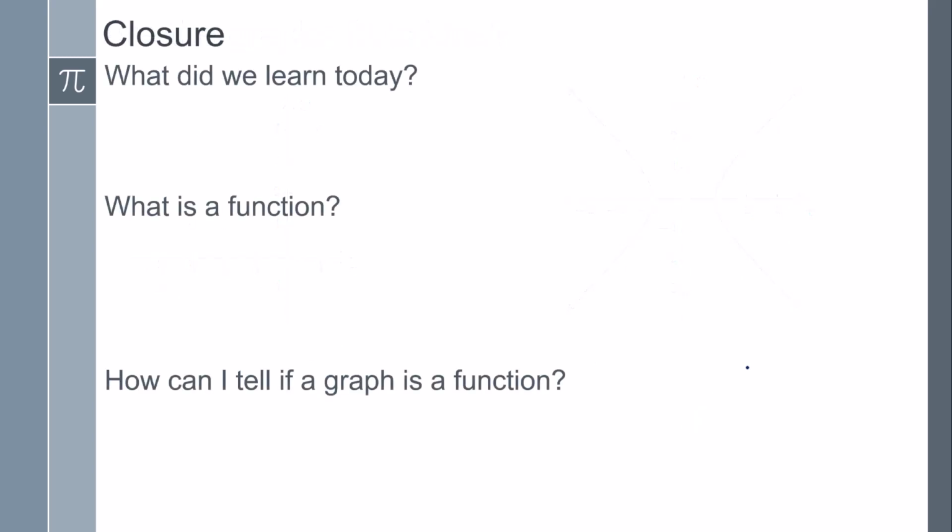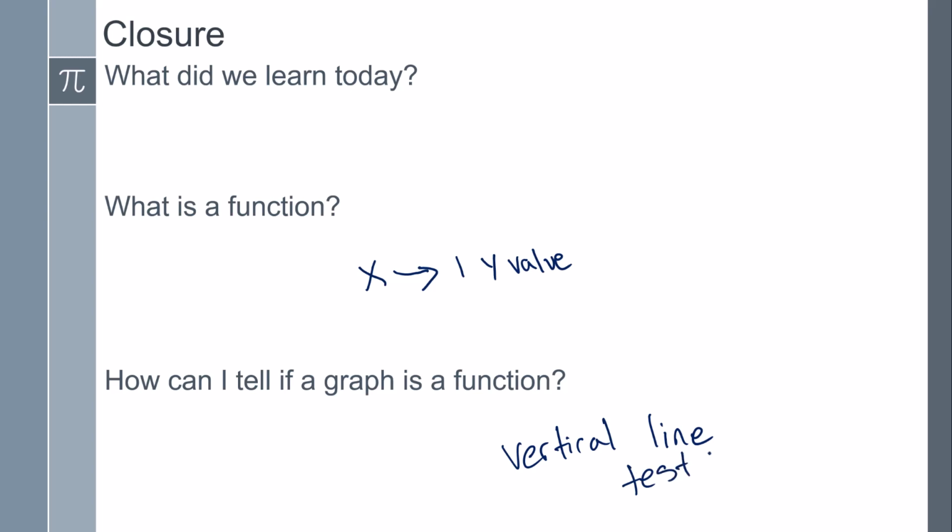So what did we learn today? We learned how to determine if a relation is a function. Now, what is a function? It's basically a type of relation in which an x only maps to one y value. It cannot map to more than one y value. And how can I tell if a graph is a function? We're going to use the vertical line test. We need to make sure that if I draw an infinite number of these vertical lines, every single time it's only going to pass through one point.